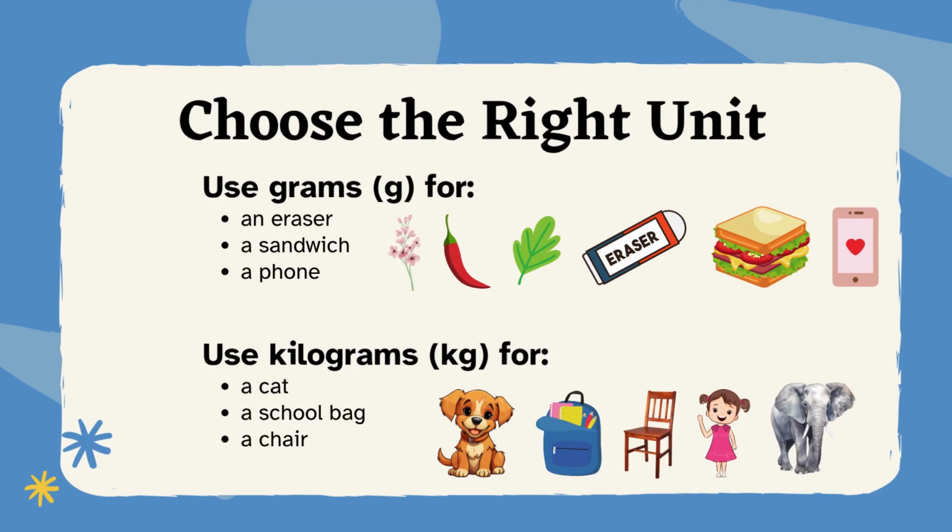So if you can lift it easily with one hand, it's probably in grams. If it takes two hands or more effort, it's kilograms. Think about things in your home and school. So basically, in grams, we can use, say, a razor, a sandwich, a phone, flowers, and so forth. With kilograms, we can say a dog, a cat, a school bag, a chair, a human, or an elephant.